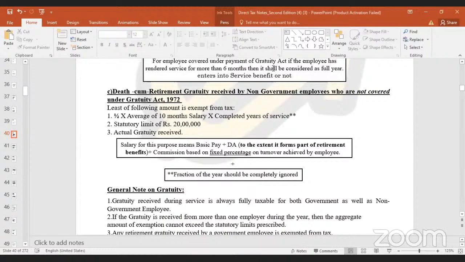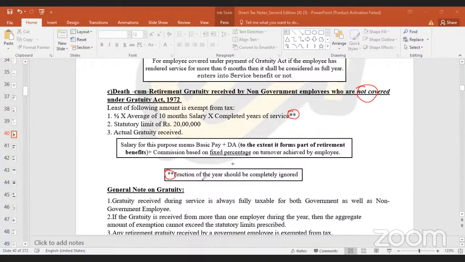Next one. A death cum retirement gratuity received by a non-government employee not covered under the Gratuity Act. Remember the words: the first part is covered, the second part is was not covered under the Gratuity Act. The least is going to be exempt. One is going to be half into average of 10 months salary into completed years of service. There's a star over here.